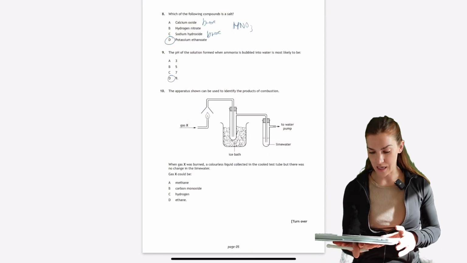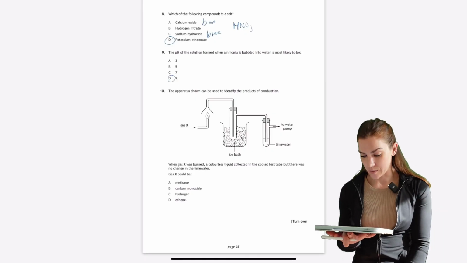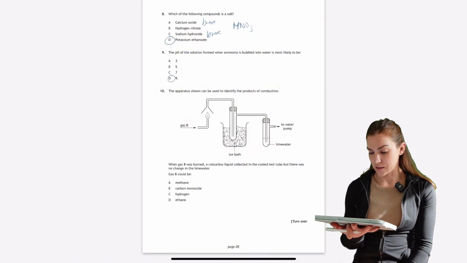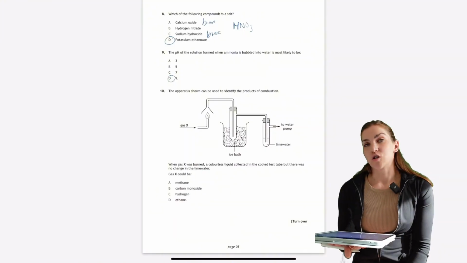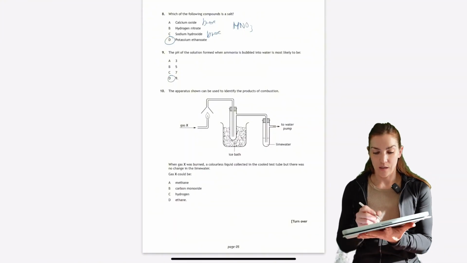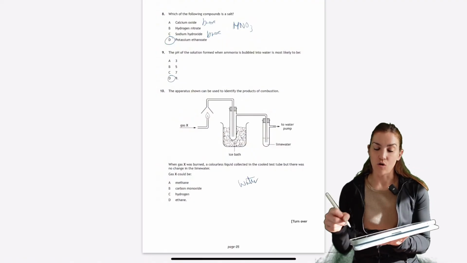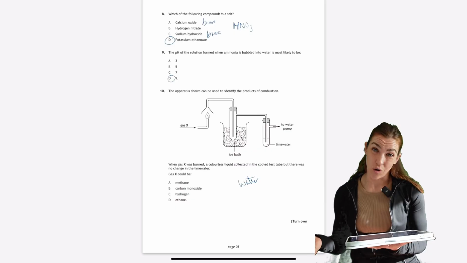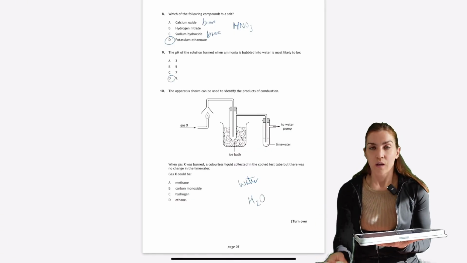Then we've got question 10. The apparatus shown can be used to identify the products of combustion. When gas X was burned, a colourless liquid collected in the cooled test tube, but there was no change in the lime water. Gas X could be. So because you've produced a colourless liquid in the ice bath, that means you've made water, but you've not changed the lime water, so it's not gone cloudy or anything, so it means you've not made carbon dioxide. So the only thing you've made is H2O.